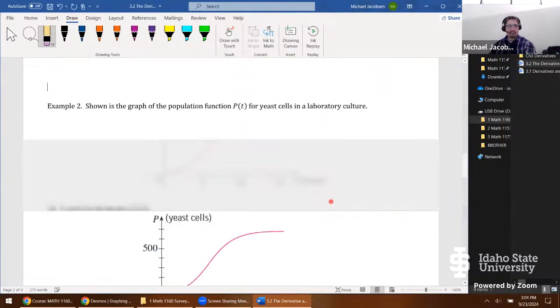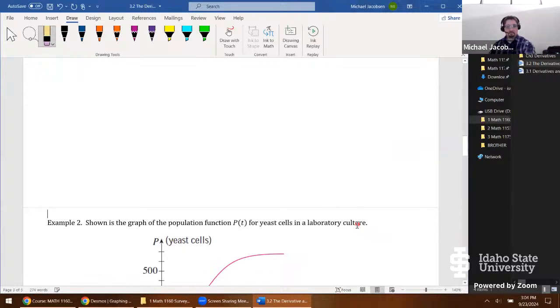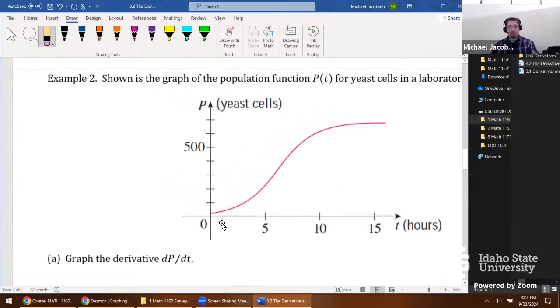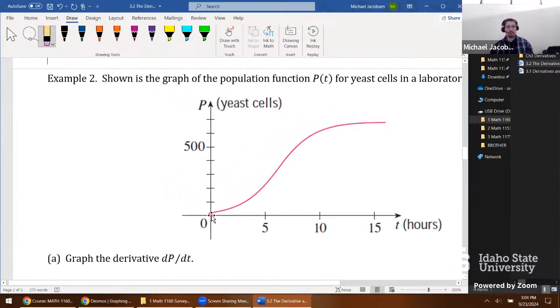Let's give it a new page just so we're not cramming things in. It says here on example 2, this is the graph of the population function p of t for yeast cells in a laboratory culture. And it seems about right. This looks like realistic data. Right here at 0, the population is just above the x-axis. So they started with a small culture, but as time progresses, it starts increasing rapidly around the 5-hour mark. But then when you get closer to 10 hours, it looks like there's maybe lack of space, lack of nutrition in the culture, and the population size starts to even out right around the 15-hour mark. It's always increasing the whole time.